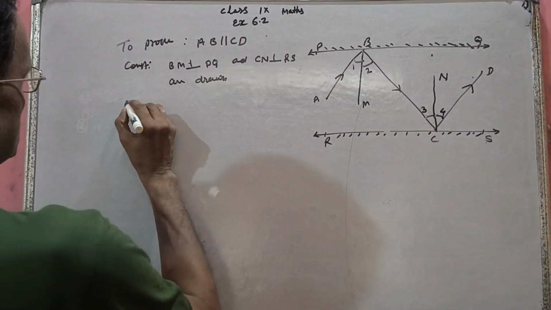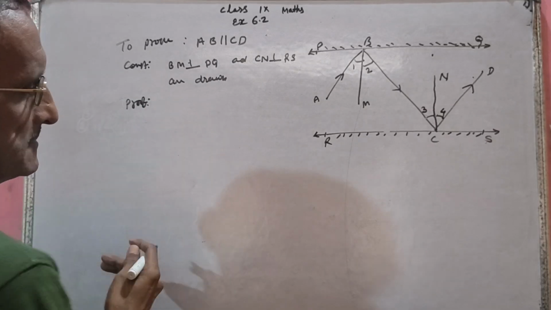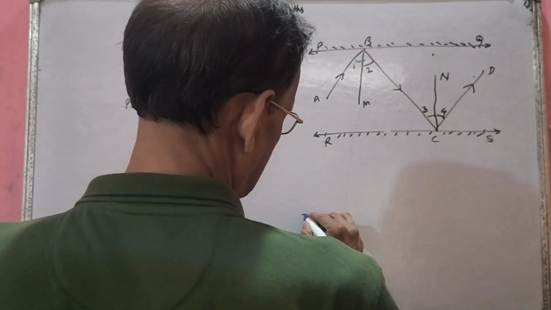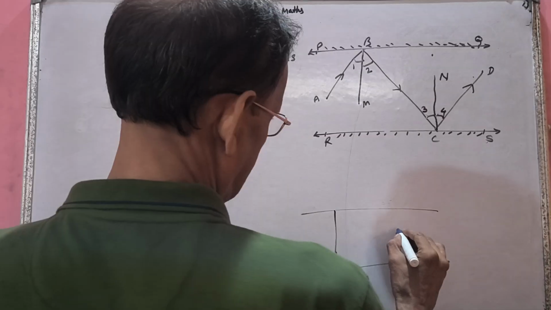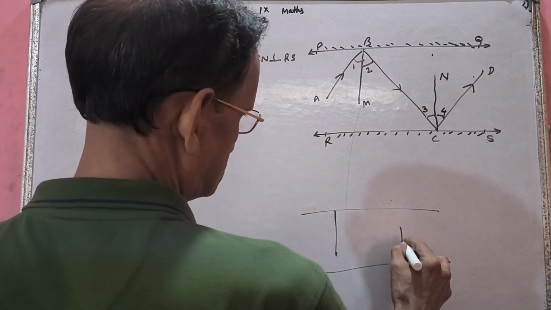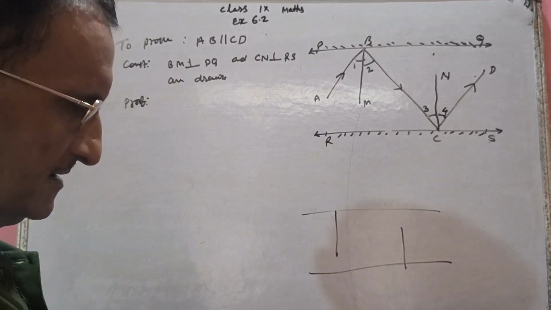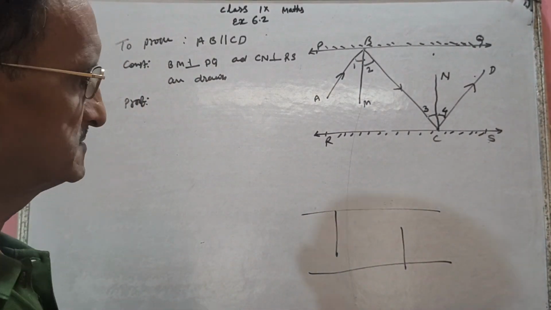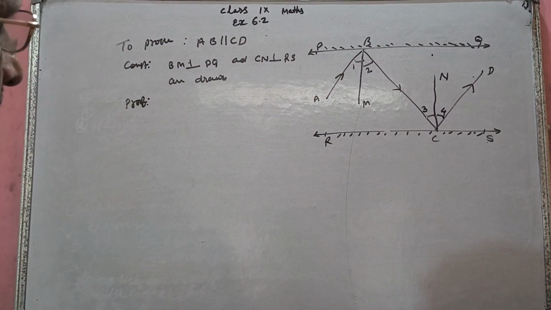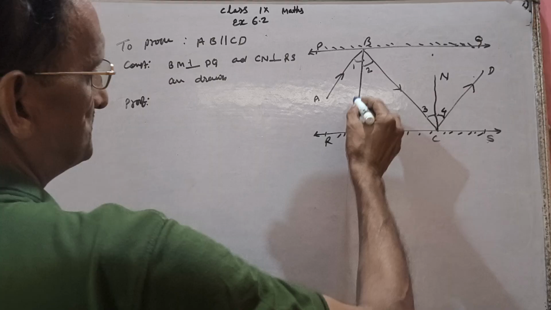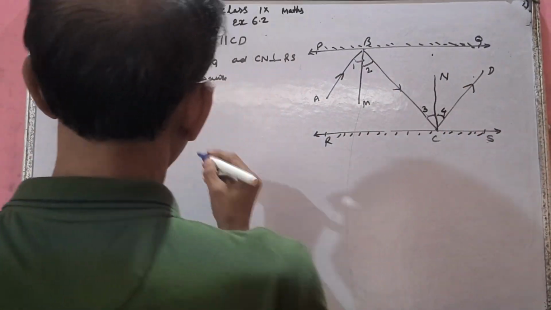Now, proof. Need to prove here, so we write proof. One important thing: when two lines are parallel, if you draw perpendicular on first line and second line, the perpendiculars drawn on parallel lines are also parallel. The perpendiculars drawn on parallel lines are also parallel. Okay. So actually BM is parallel to CN because PQ is parallel to RS, so you can write here.